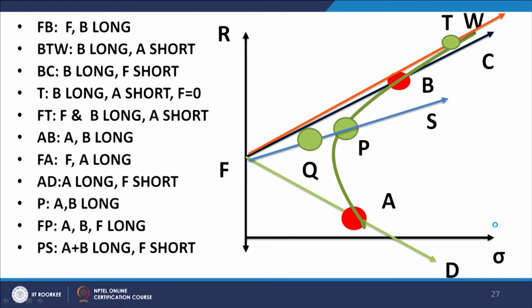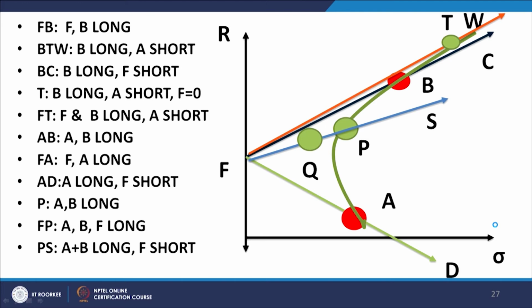But beyond T, if you go along the straight line FT beyond T, then risk-free borrowing starts, and you have risk-free borrowing together with the long position in B and the short position in A. So, you have a short position in F, a short position in A and a long position in B if you move along the FT straight line extended, where FT is the tangent, I repeat, FT is the tangent to the hyperbolic arc AB extended.